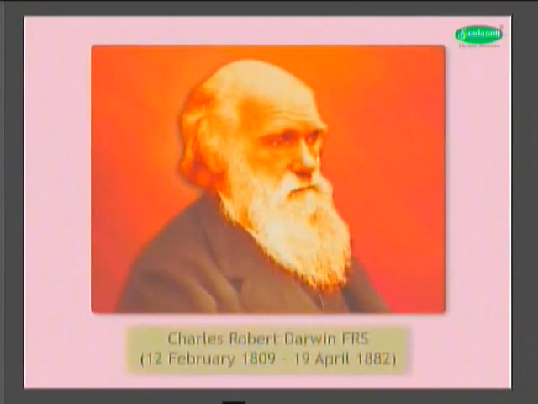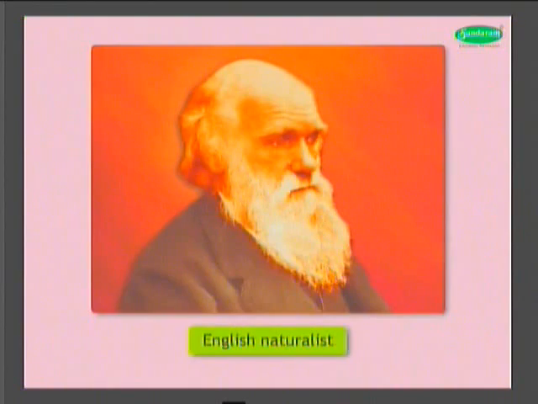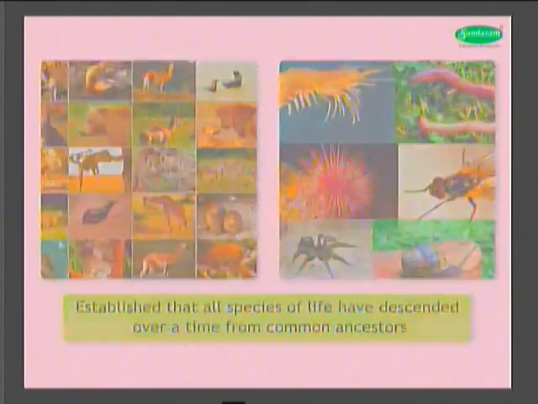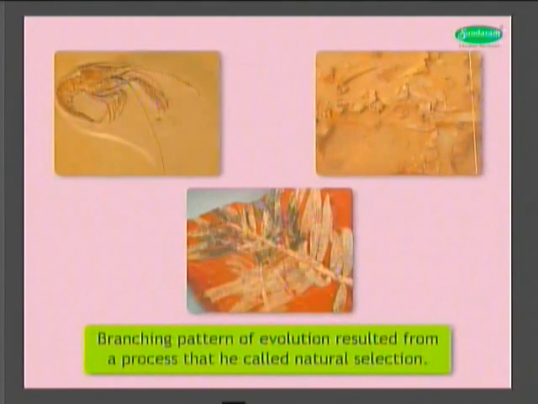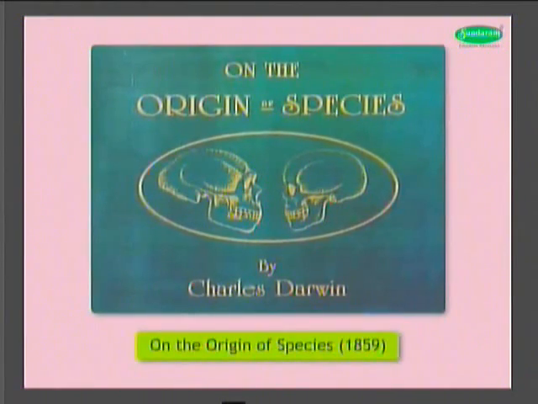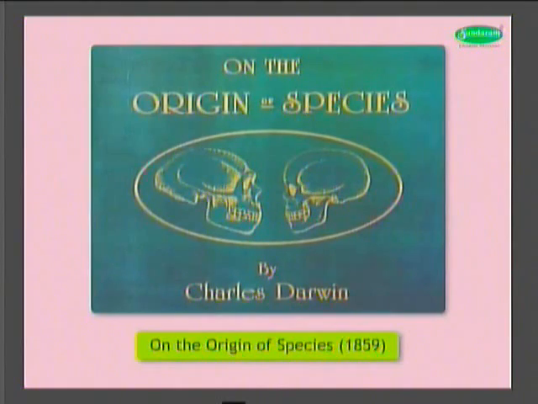Let us know more about Charles Robert Darwin, FRS, 12th February 1809 to 19th April 1882. He was an English naturalist who established that all species of life have descended over time from common ancestors and proposed the scientific theory that this branching pattern of evolution resulted from a process that he called natural selection. He published his theory with compelling evidence for evolution in his 1859 book on the origin of species.